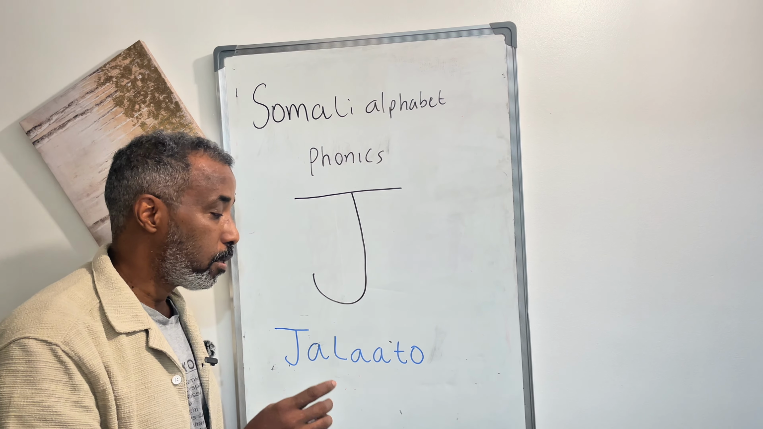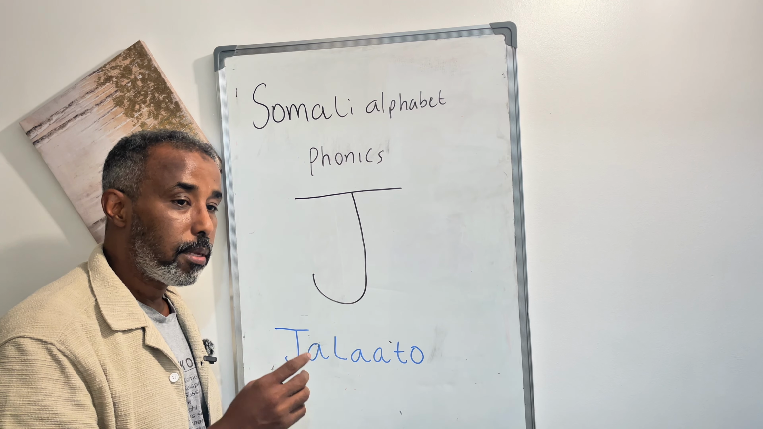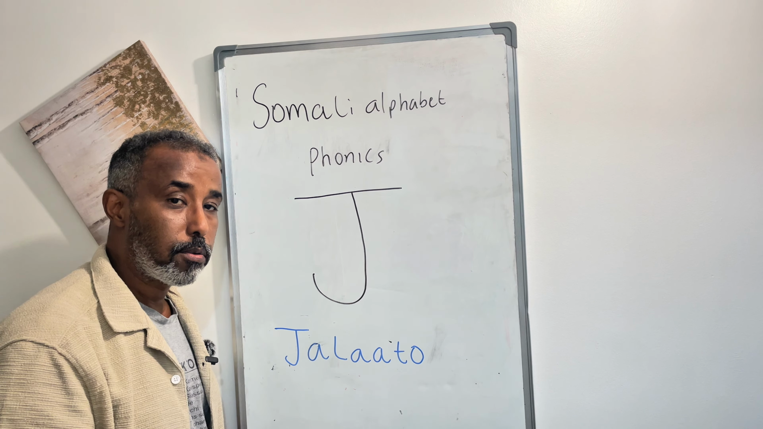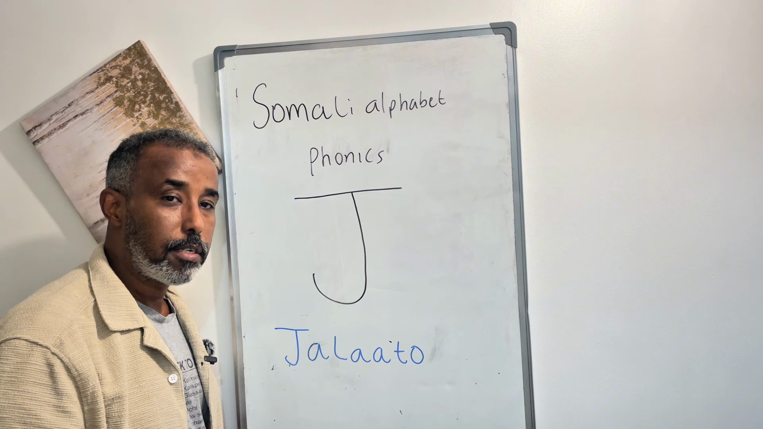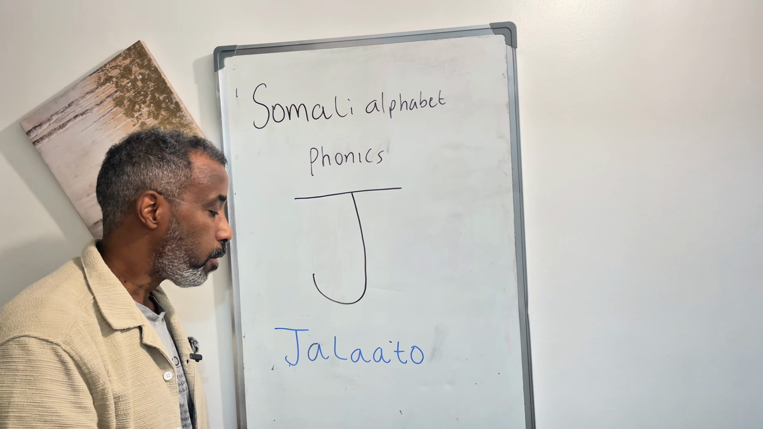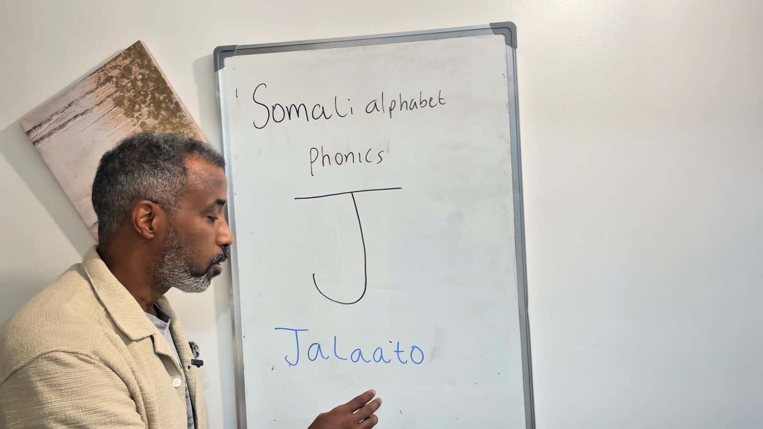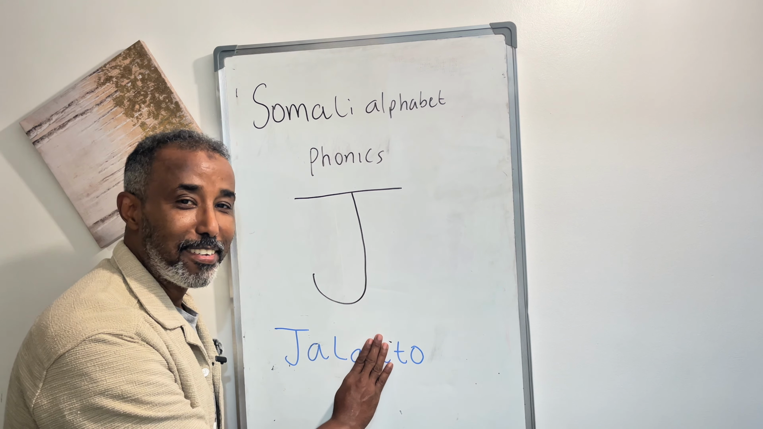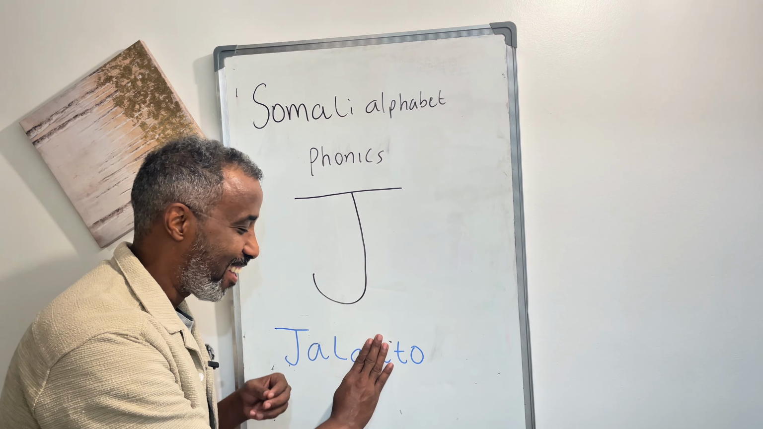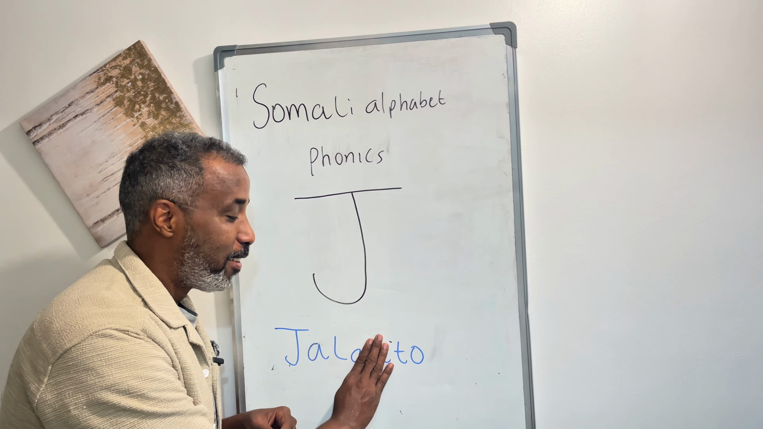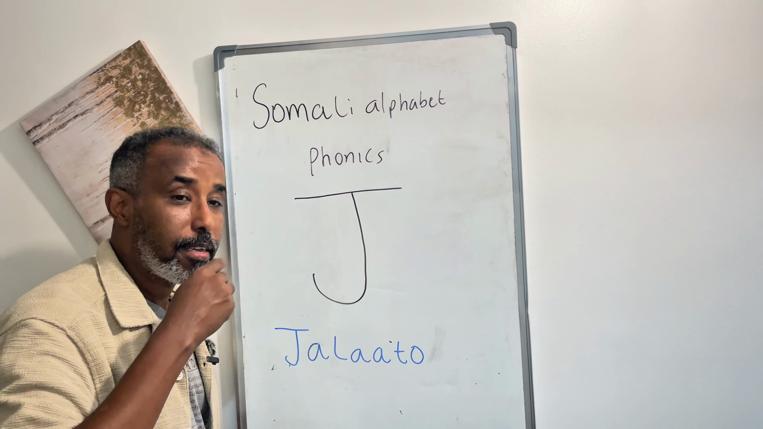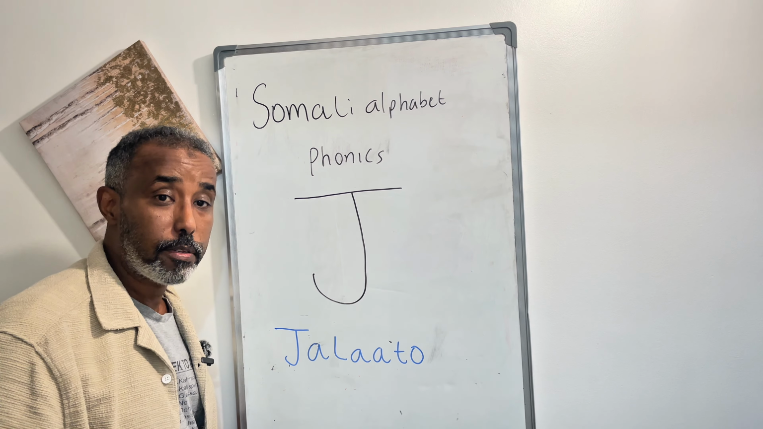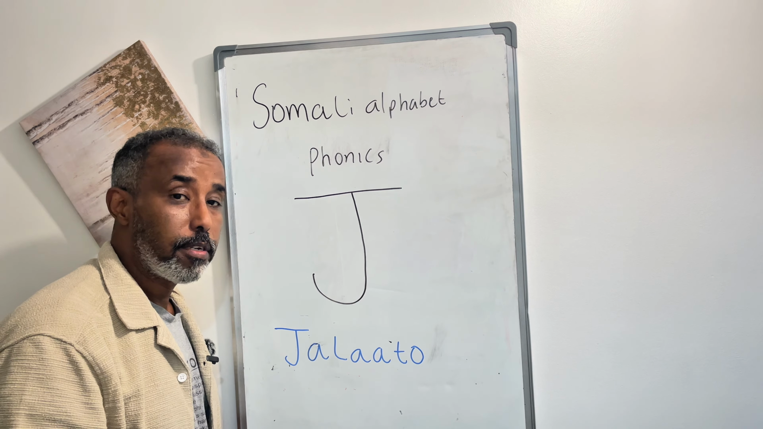But make sure I'm still mentioning the double vowels, because it's very important in the Somali language to use double vowels or single vowels, because it does change the meaning as well. Okay, jalaato. If you take off one of the vowels, it becomes something that doesn't have any meaning. So to say it, you need to stretch the double vowel a little bit. It is very important. So J for jalaato.